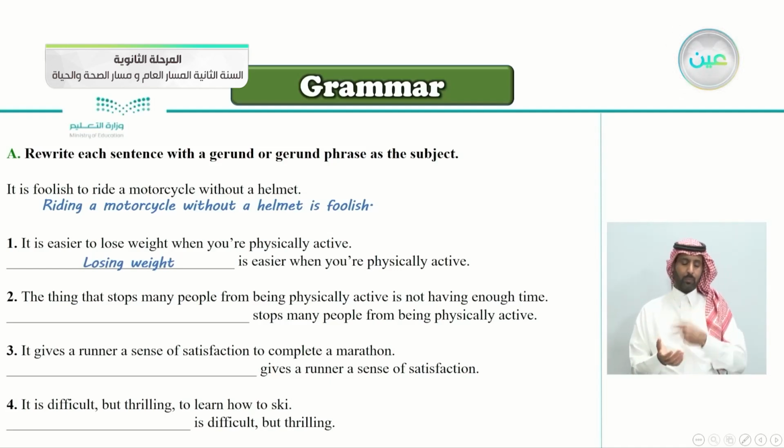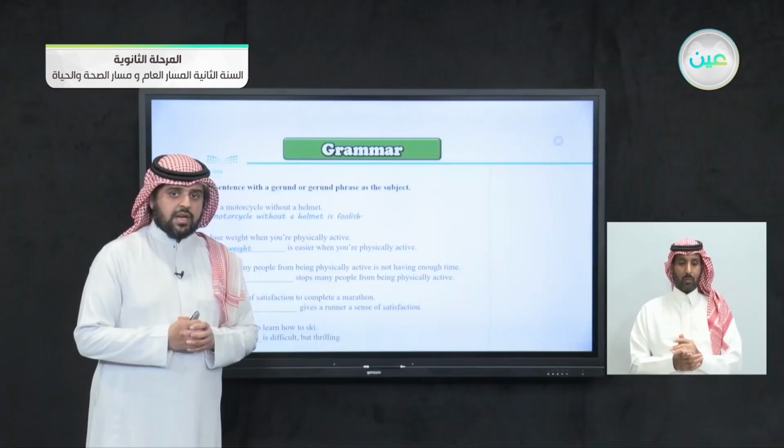Number two, the thing that stops many people from being physically active is not having enough time. So what stops people from being physically active is that they don't have enough time. Again, the thing that stops many people from being physically active is not having enough time. So you have to write a gerund here and then continue with "stops many people from being physically active." So what do we write here in number two?